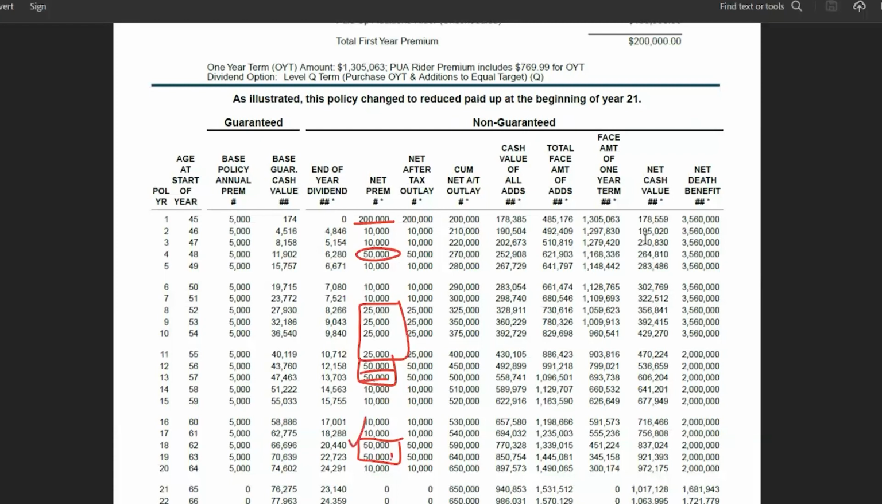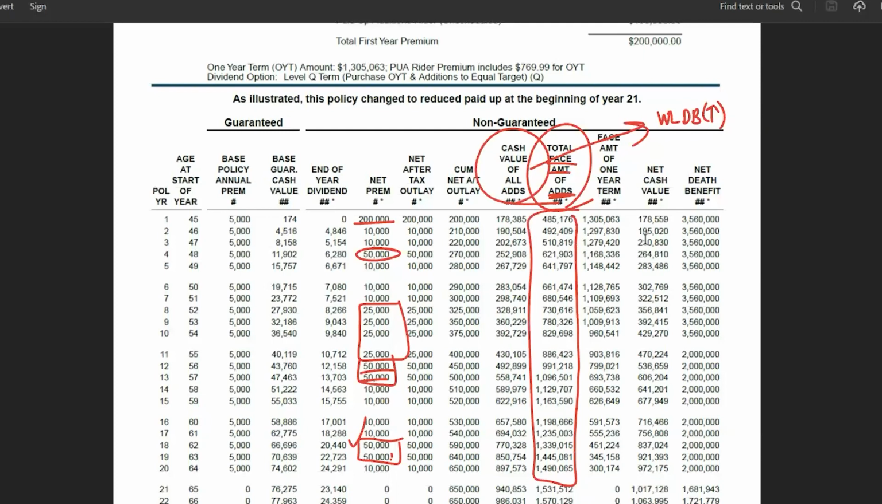When you add money into PUAs, what that does is buy you more whole life death benefit. You can actually see the whole life death benefit increase in this column. Total face amount of adds, a way I like to explain this column is it's telling us how much face amount, whole life face amount, another name for the whole life death benefit is our base face amount. It's saying how much face amount or whole life insurance is added to the policy from our PUA payments and dividends that are added. Point is, we're getting extra whole life insurance when we're pounding money into the policy.